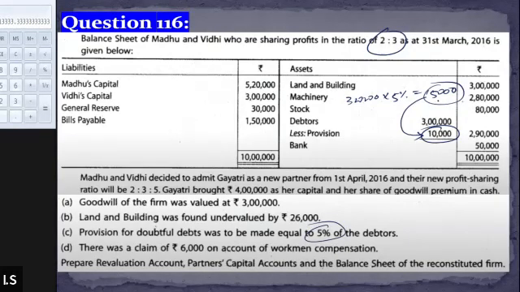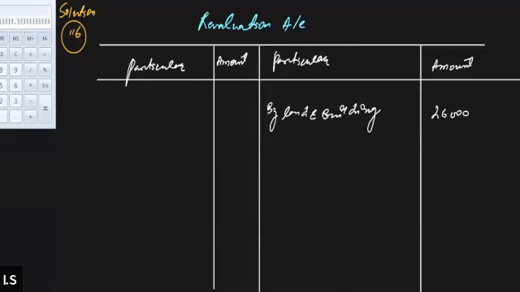That means we need to increase the provision for doubtful debt by 5%. Is that correct? Yes, sir. And that means there is going to be a reduction in the debtor by 5,000 more, right? So we'll go to the revaluation account. Since the value of debtor is an asset and the asset is reducing due to the provision for doubtful debt, we'll write down to provision for doubtful debt, provision for debtor. That will be 5,000. Got it? Is this clear? Yes or no?